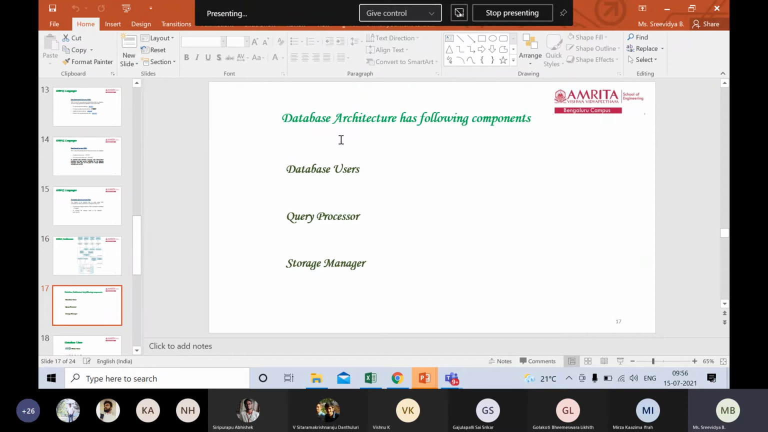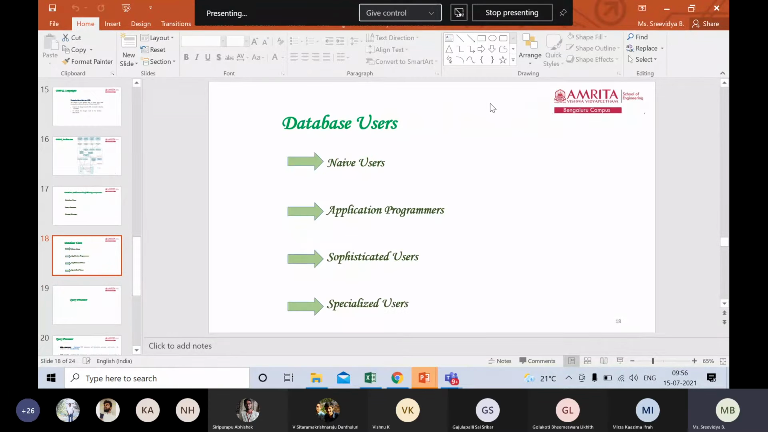Yeah, database architecture has a few components: database users, the query processor, and the storage manager. Here, when you talk about database users, you have four different kinds of users. One is the naive user, then we have the application programmer, the sophisticated users, and the specialized users.